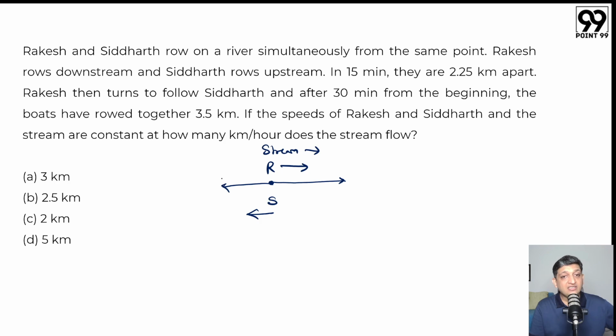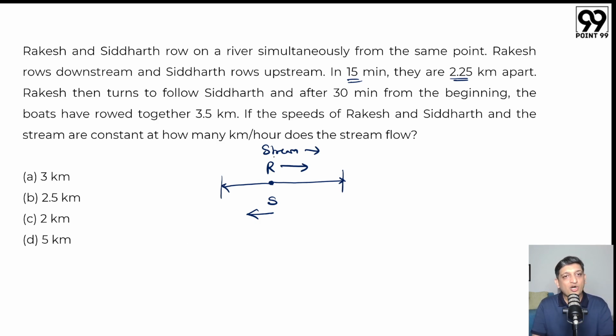Now we know that the distance between these 2 points is 2.25 kilometers, and that has happened in 15 minutes. So what can we say is the sum of the speeds of these two people? Why am I saying sum of the speeds? Because speed equals distance upon time, which basically means that if I know the time, if I know the distance, I will be able to find the speed as well. So in this particular case, the speed which is going to be the relative speed.